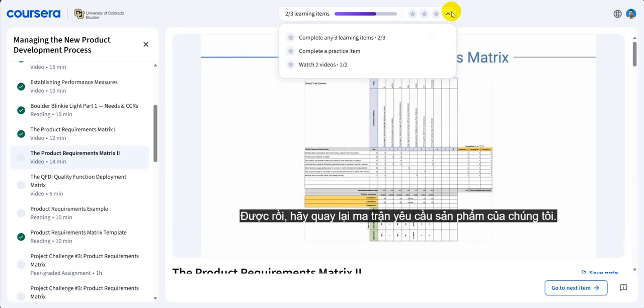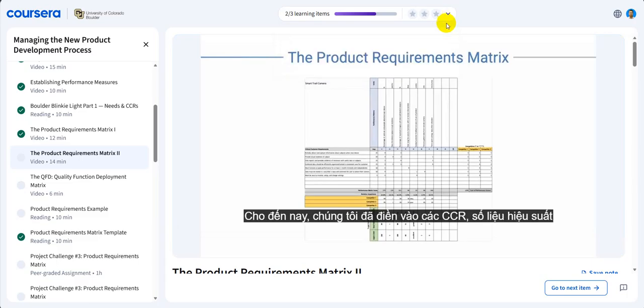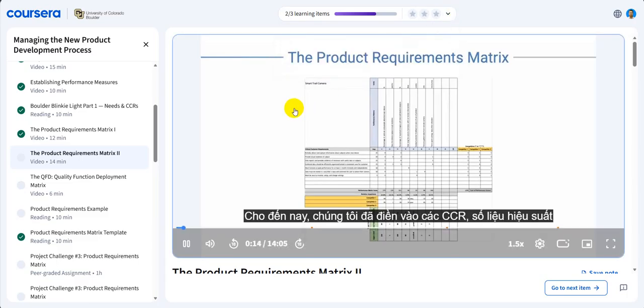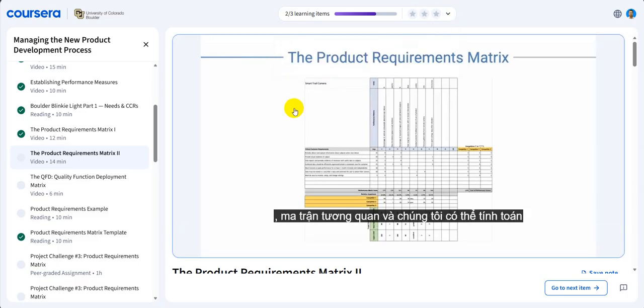Okay, let's get back to our product requirements matrix. So far, we filled out the CCRs, the performance metrics, the correlation matrix, and we're able to calculate the performance metric scores as well as their relative importance. Next, we're going to cover the rest of the diagram.